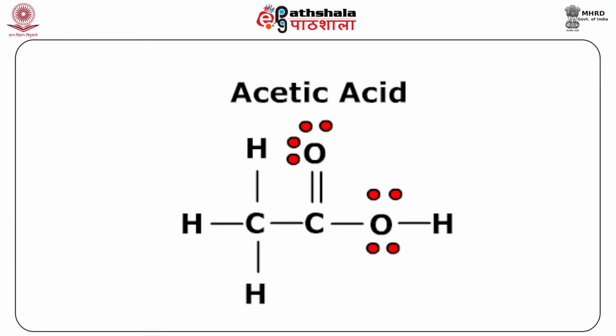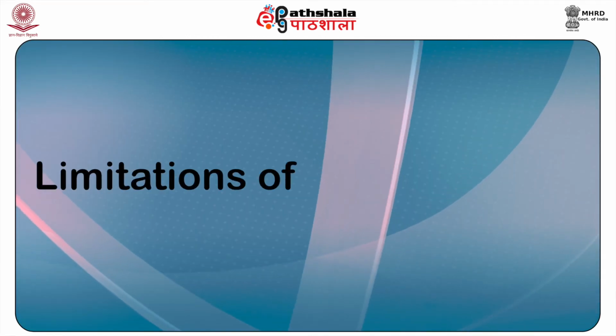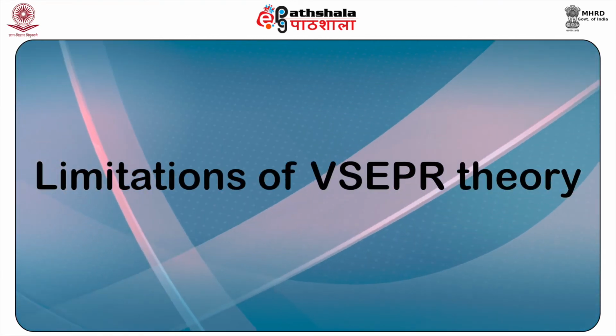Let us consider acetic acid. The first carbon has 4 pairs of valence electrons and will be tetrahedral. The second carbon has 3, that is, multiple bonds count as 1 in VSEPR, and will be trigonal planar. The oxygen on the right has 4 and will be tetrahedral, but only has 2 bond pairs and thus it will appear as bent conformation. Now we shall see the limitations of VSEPR theory.